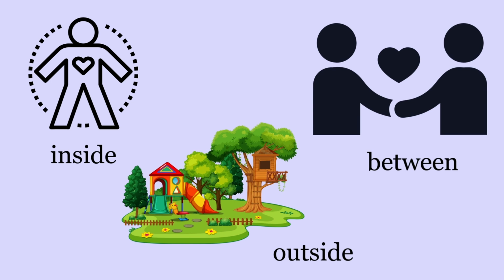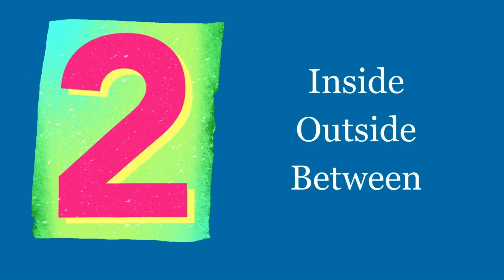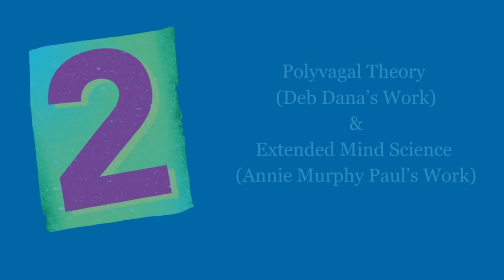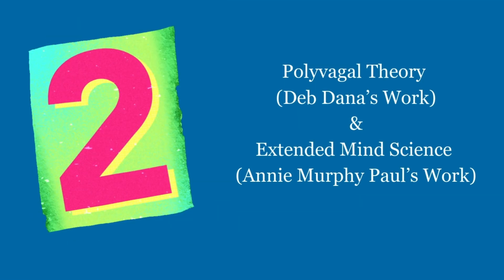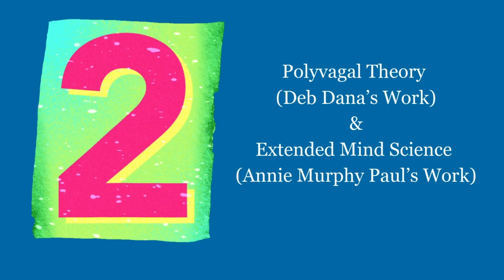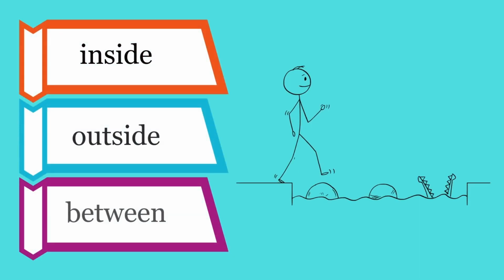These resources run parallel to our Step 2 discussion about signals of safety and danger coming from inside, outside, and between. I discovered this framework in 2 completely unconnected books that had no reference to one another, and yet polyvagal theory and extended mind science have this inside-outside-between framework in common. We're on solid footing here.